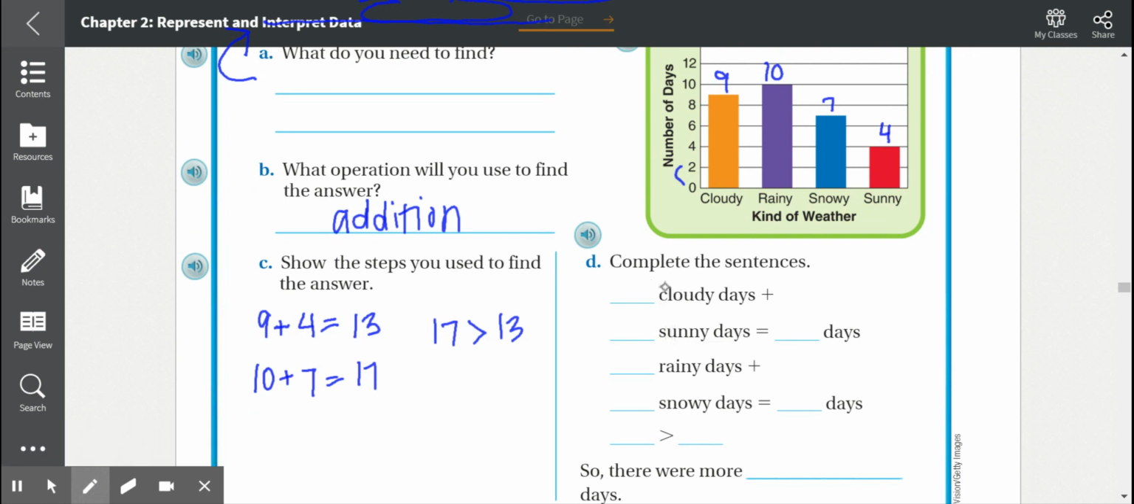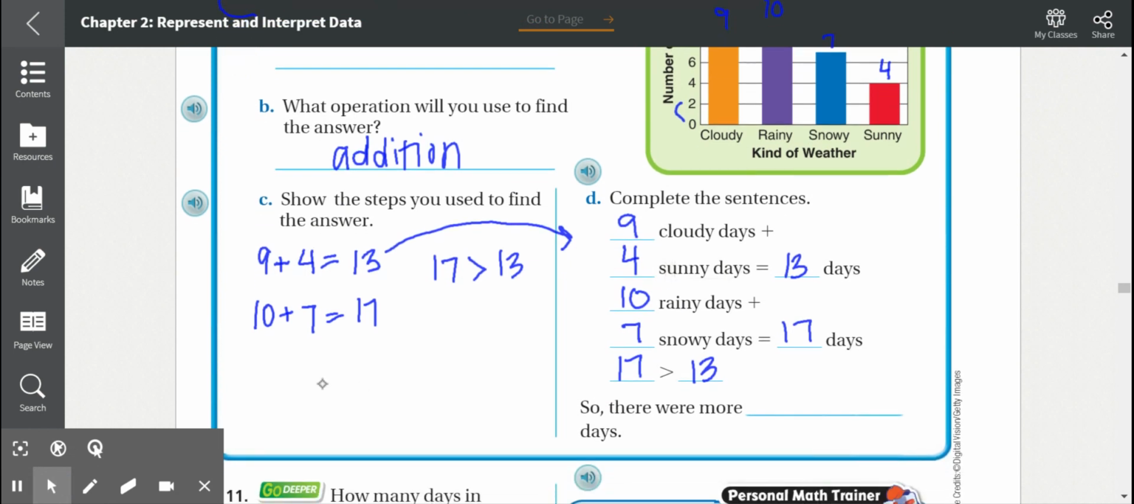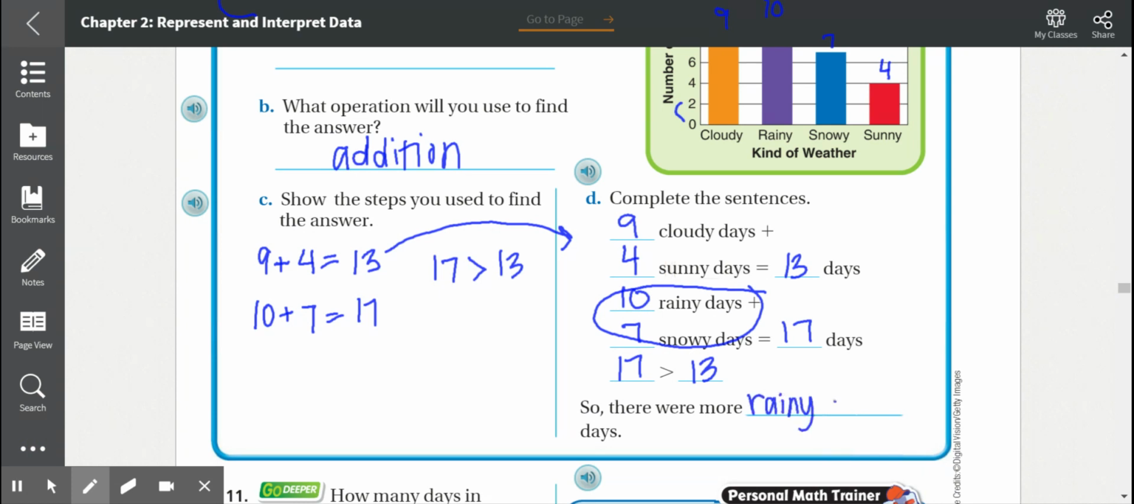There were 9 cloudy days plus the 4 sunny days, and that equals 13 days, right? That's just what we did right there. And then there were 10 rainy days and 7 snowy days, and that equals 17 days. So we know that 17 is greater than 13. So this is the one. So there were more rainy and snowy days. There were more rainy and snowy days in that month of November.